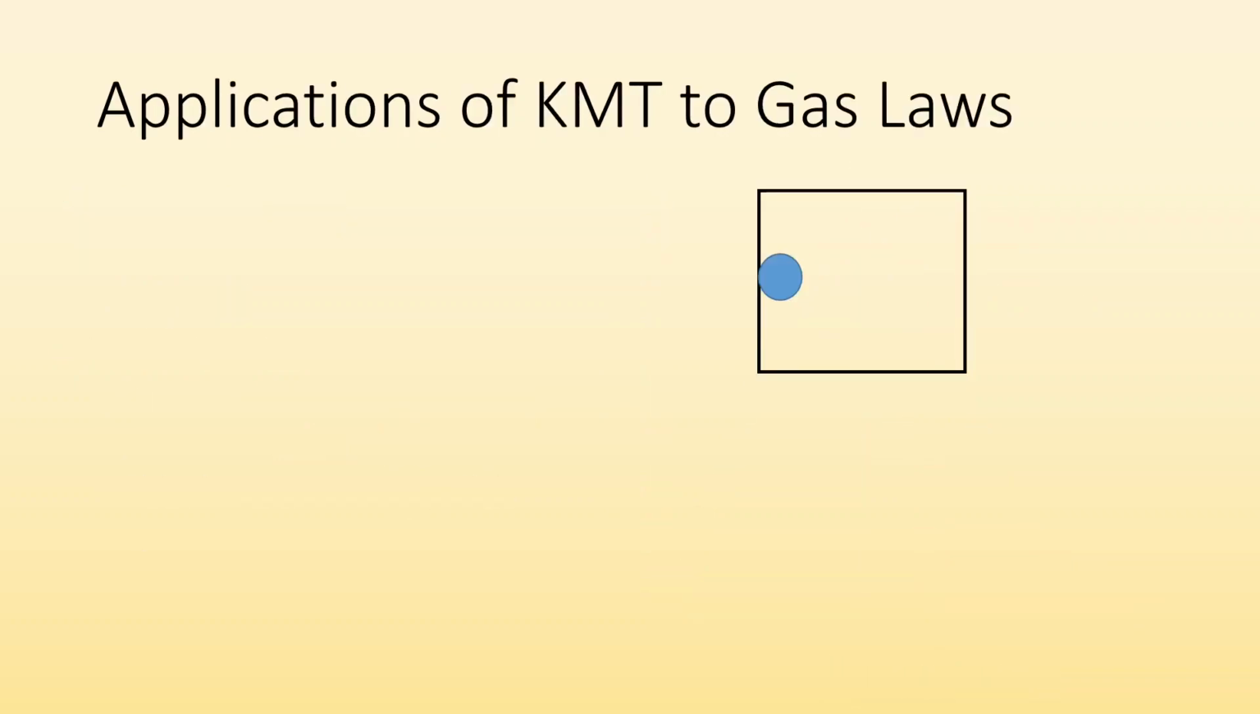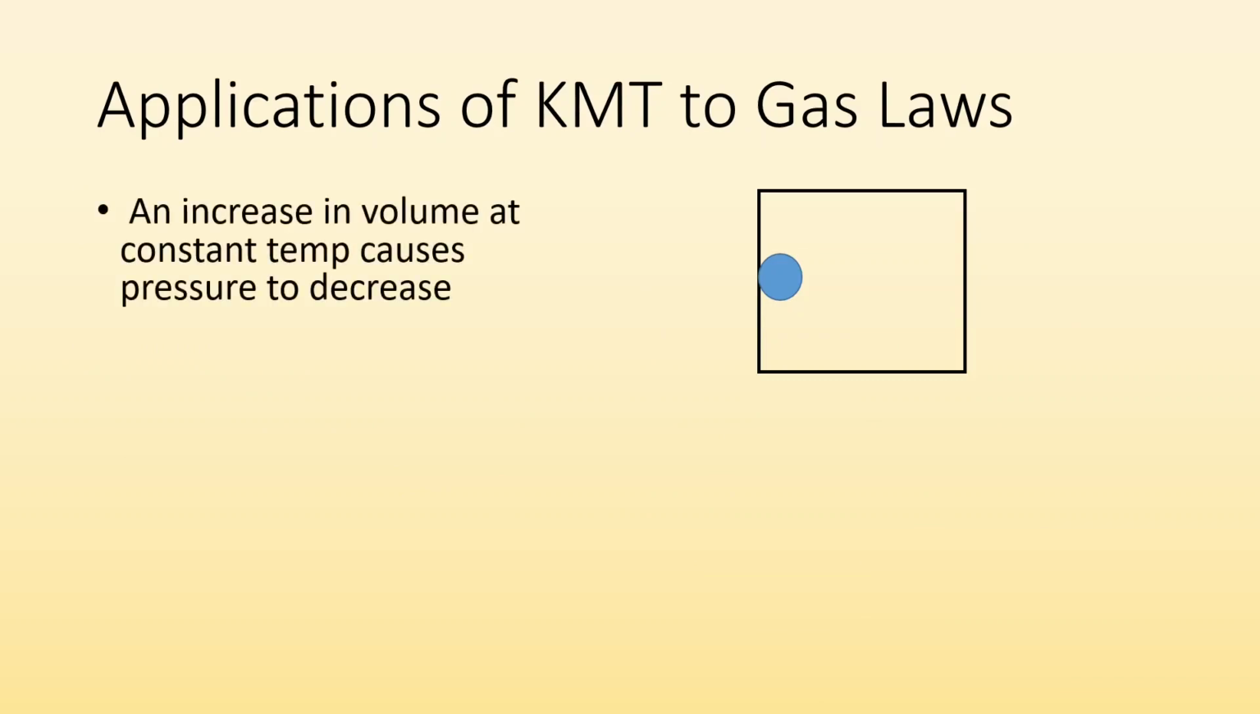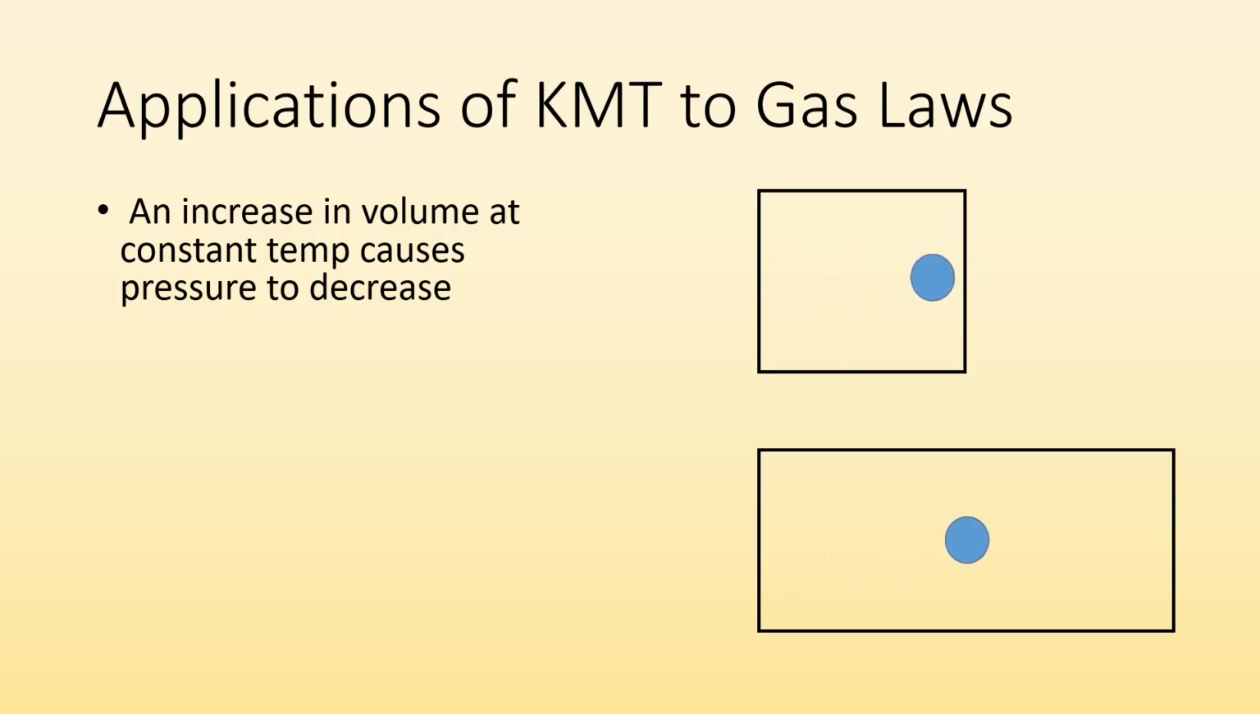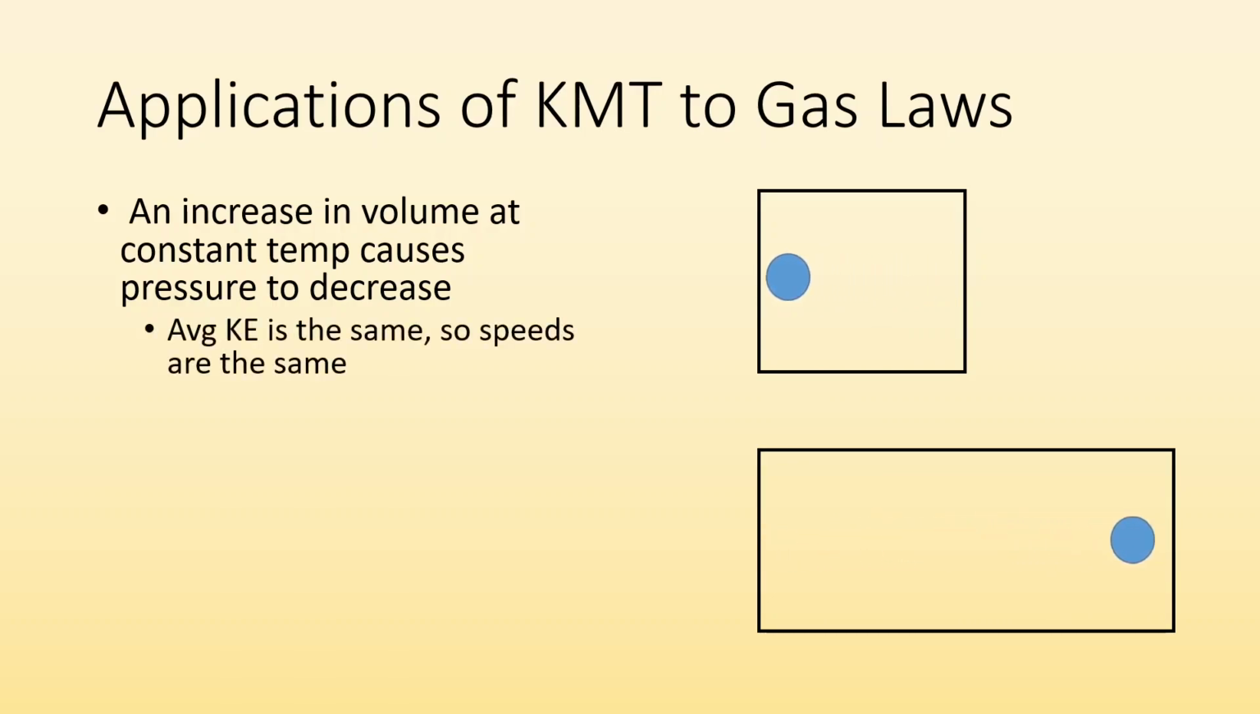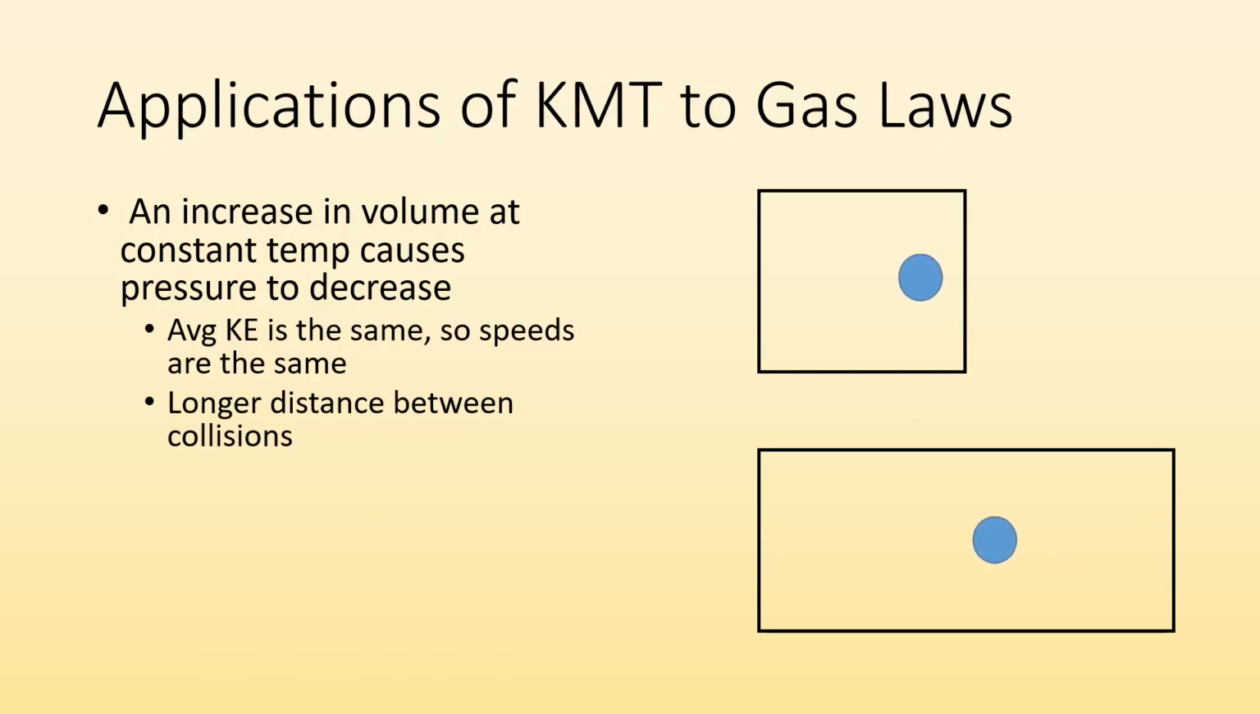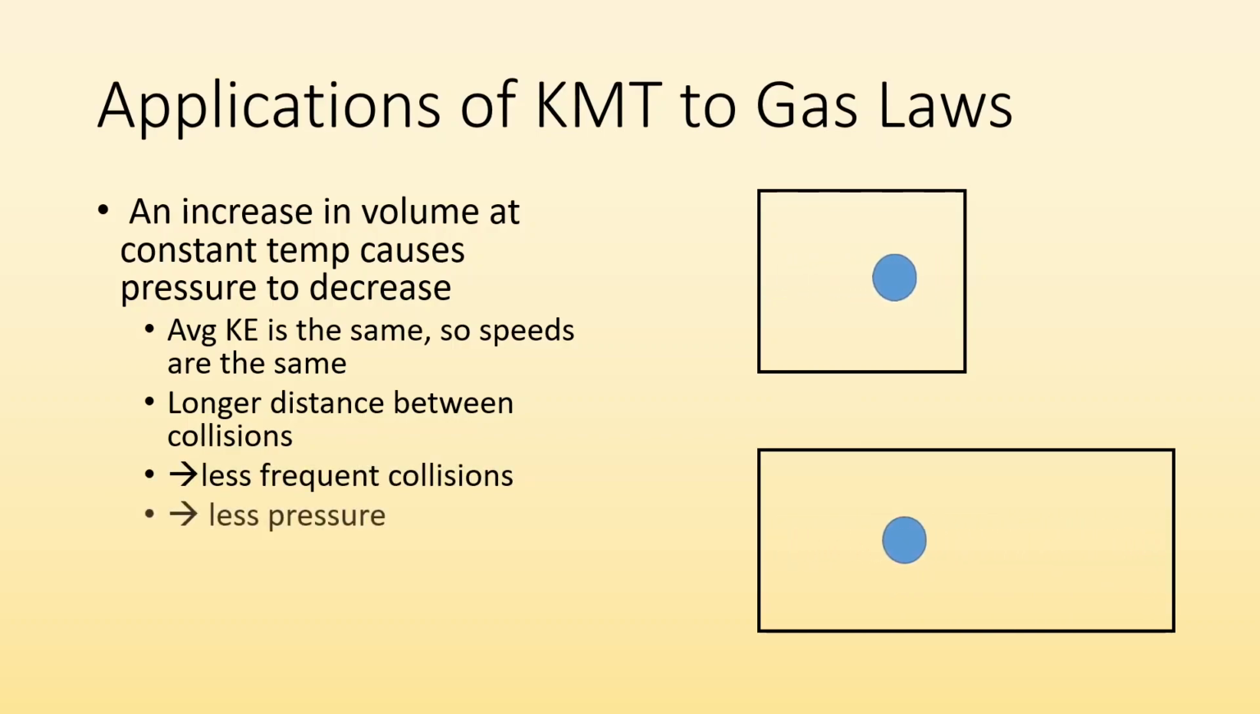All right. So, applications of kinetic molecular theory to gas laws. As we increase the volume at constant temperature, we're going to cause the pressure to go down. So here I've got a container with a gas particle. It's moving around, it's colliding, causing pressure. If I increase that volume with the same temperature, moving at the same speed, what happens? Well, the average kinetic energy is the same, so the speeds are the same. The longer the distance, the more time in between collisions, which means there's going to be less pressure because the collisions aren't happening as often. So less frequent collisions means less pressure.